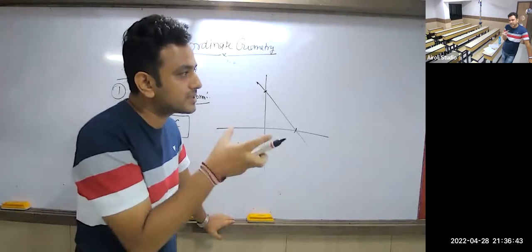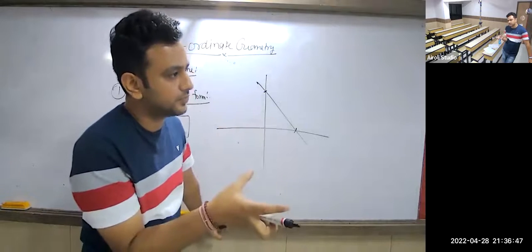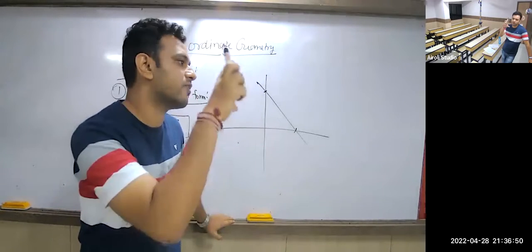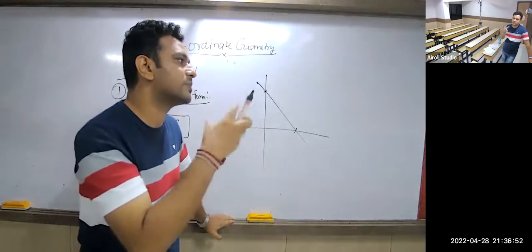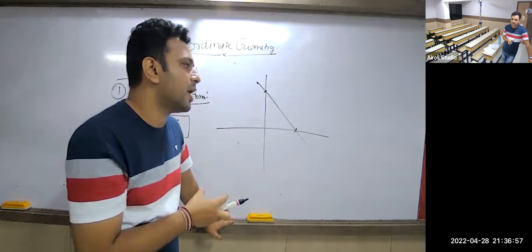So that x actually is the intercept formed by the line with the x-axis, and that y, in 0 comma y, will represent the intercept formed by the line with the y-axis.